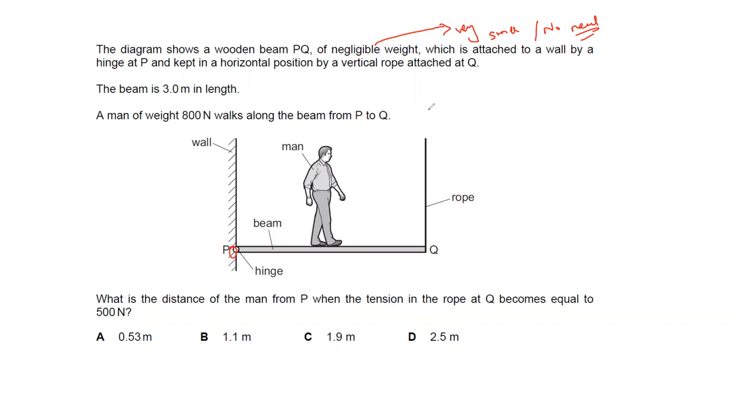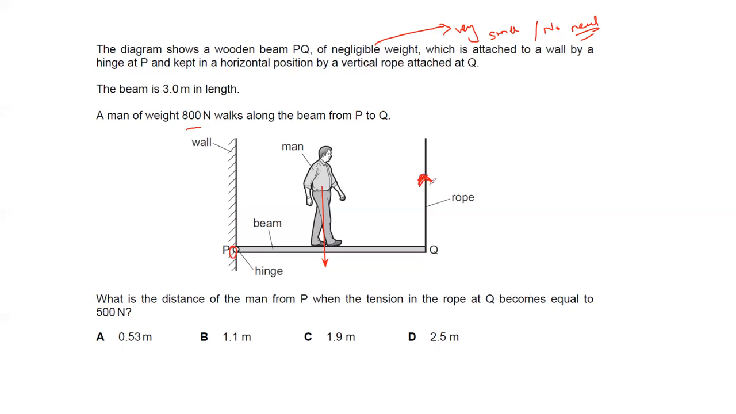It is kept horizontal by a vertical rope. So this is a rope which is keeping it horizontal. The weight of the person is acting downward. The length of the beam is 3 meters. A man of weight 800 Newton walks along the beam from P to Q. What is the distance of the man from P when the tension in the rope becomes 500?